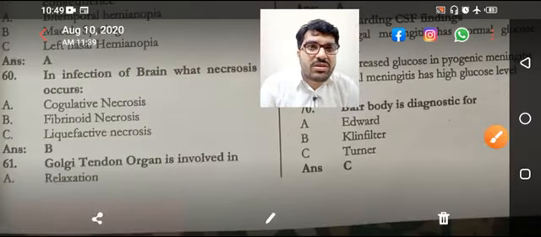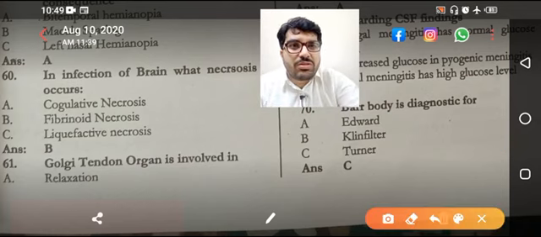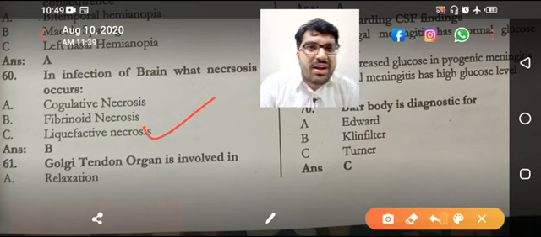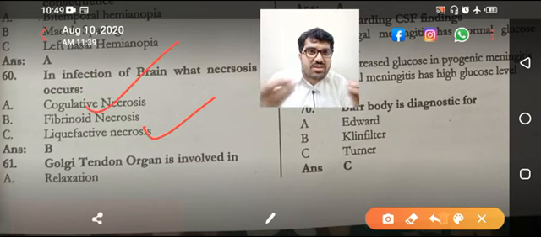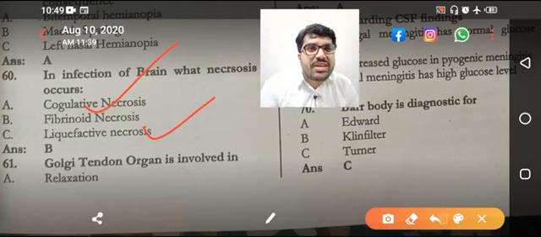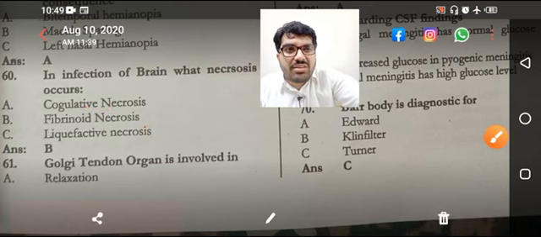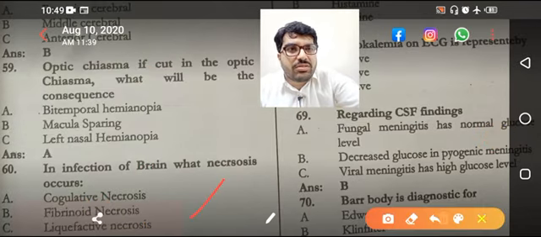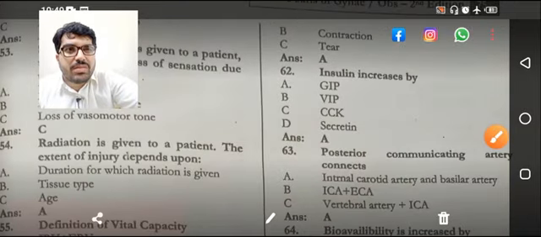In infection of the brain, what necrosis occurs in the brain? There is liquefactive necrosis. Fibrinoid necrosis is actually type 3 hypersensitivity reaction. Usually there is an antigen antibody reaction, and they are deposited in the vessel, in the arteries, seen in vasculitis mostly. Golgi tendon organ is involved in relaxation. Right answer, already discussed previously.